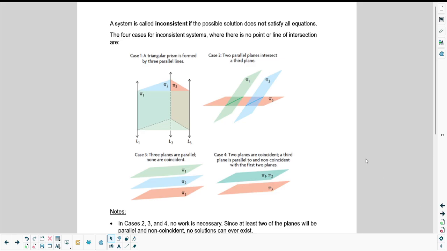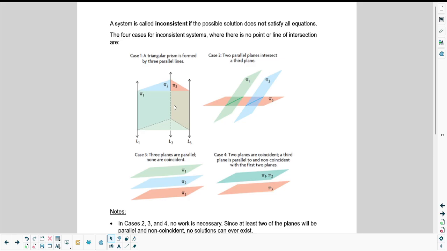So a system is called inconsistent if the possible solution you're finding does not actually satisfy all the equations, which has happened to us before. We have solved some stuff all the way down. We got a solution, but we check it in some third equation, and it doesn't work. So that can happen if the planes are arranged in a triangular prism.